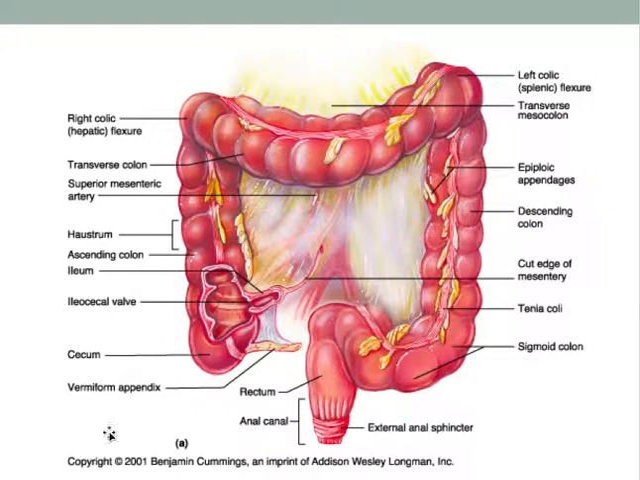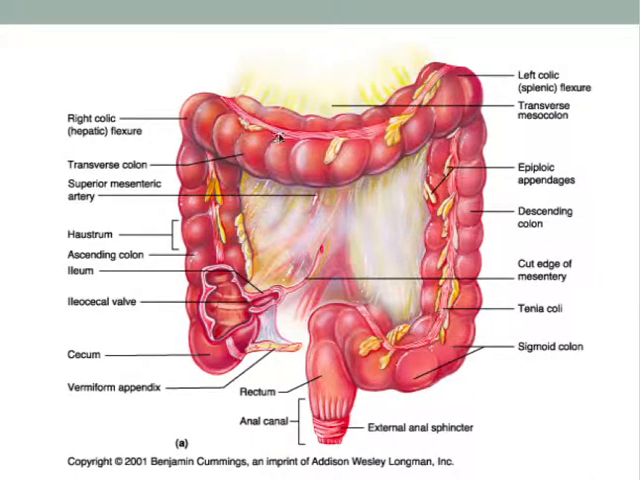Here's a picture of the large intestine. And as I said before, it has 4 main parts. The first part is the cecum. That's here. The cecum is like an expanded pouch. It receives material from the small intestine and stores it. It also begins compaction. The next step up is the ascending colon and the transverse colon and the descending colon.